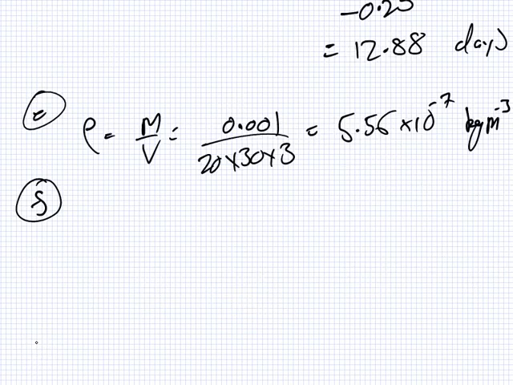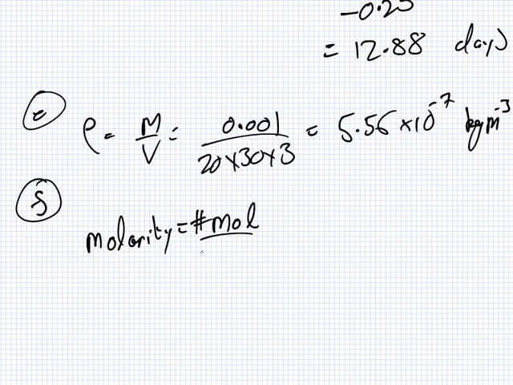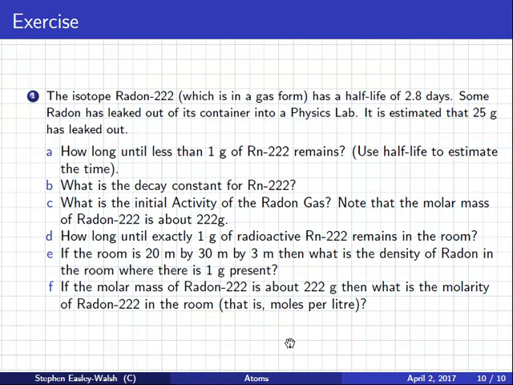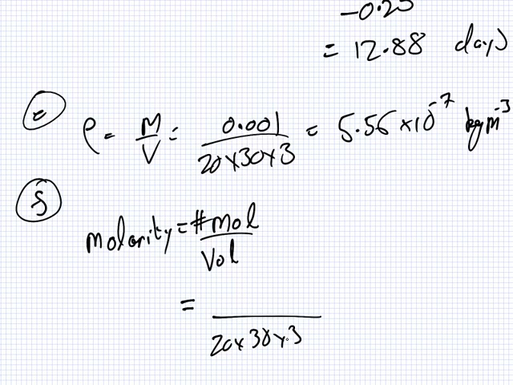And finally, what's the molarity of radon in the room? Do you remember molarity from chemistry? Molarity is C over V. Molarity is just basically the number of moles over the volume. It's a density of sorts. Did we work out how many moles is 1 gram? No, we didn't. We need to do that. But we did work out the volume, 20 by 30 by 3. So we need to work out how many moles there are. So that would be 25 divided by 222. This is the molarity. The unit is M, moles per liter.